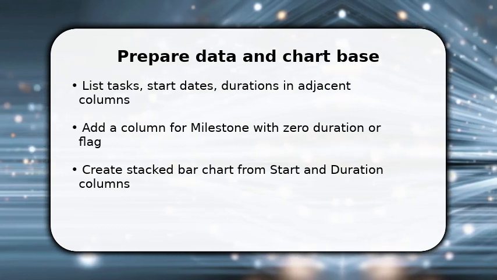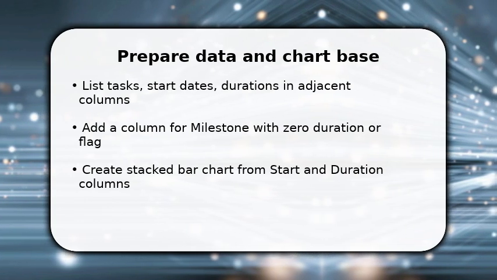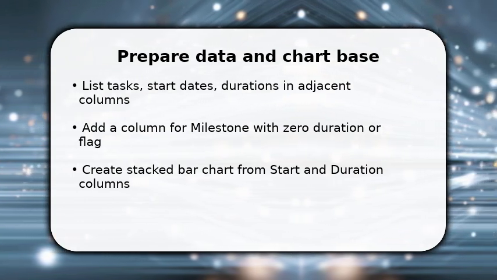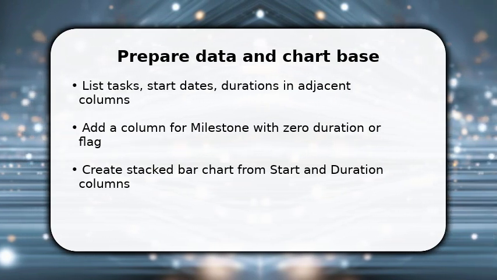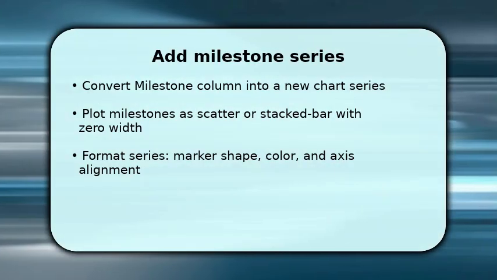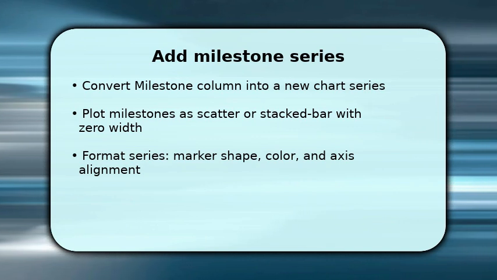This base chart is essential because every milestone will align to these values. After this, you're ready to position milestone markers visually on the chart. Next, add the milestone column as a new series. Choose either a scatter series for precise date placement or add a 0 duration stacked bar to the chart.